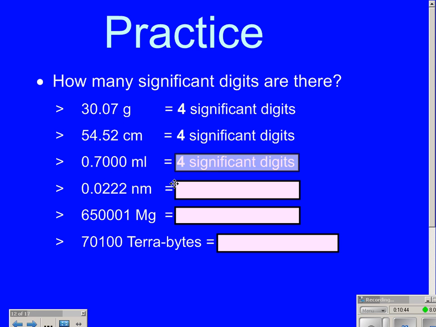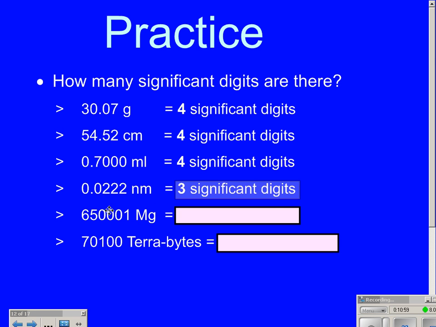Therefore, we have 4 significant digits. 1, 2, 3, 4. Okay, here again, 2 zeros at the beginning, they're not significant. Here's our first significant digit. But we do have 1, 2, 3 significant digits.